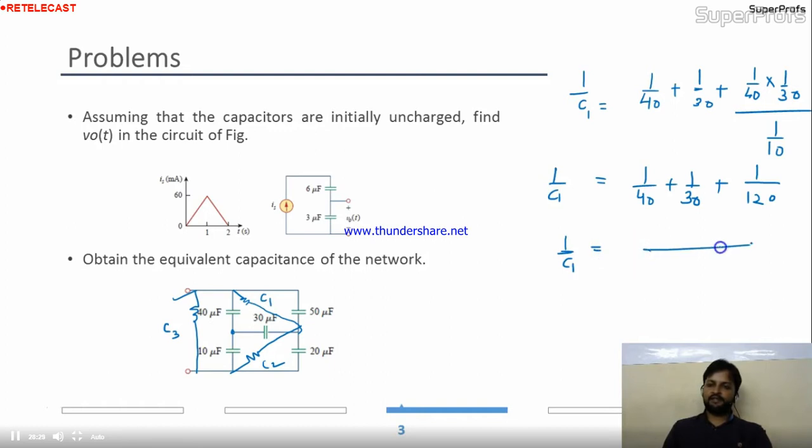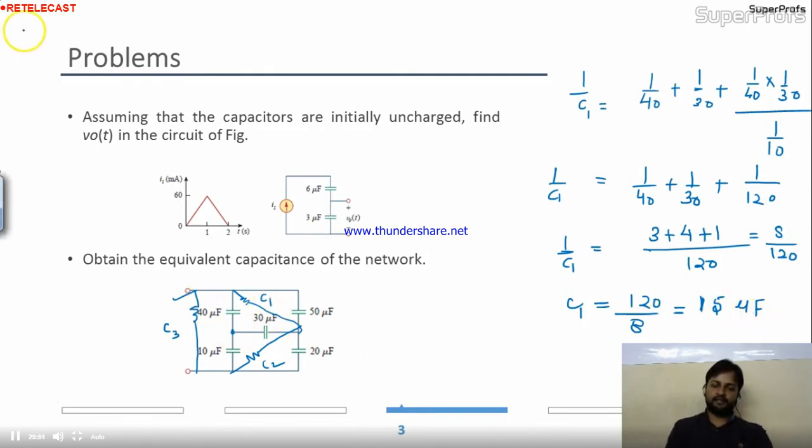1 by C1 is nothing but 120. You can take the LCM as 120, and this will be 3, this will be 4, this will be 1. 4, 3, 7 and this is 8. So 8 by 120. Now you have to get the value of C1. C1 is nothing but 120 divided by 8, in microfarad. So the value of C1 you got is 15 microfarad.